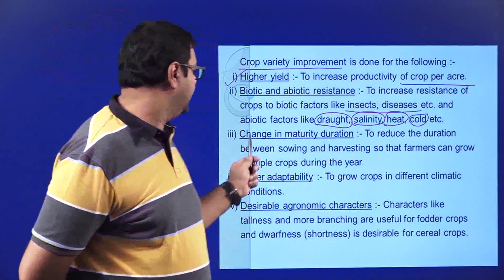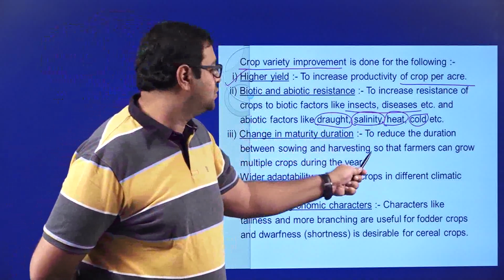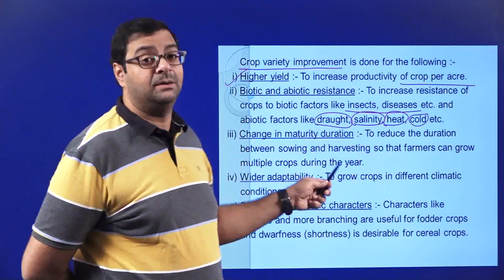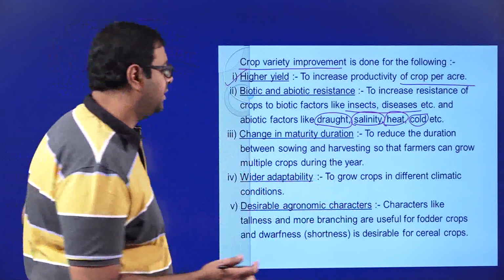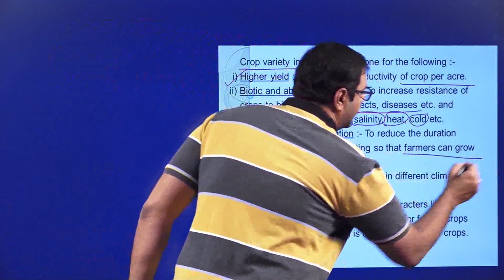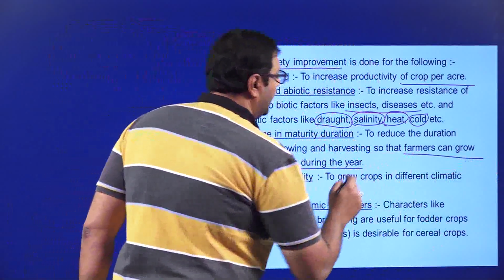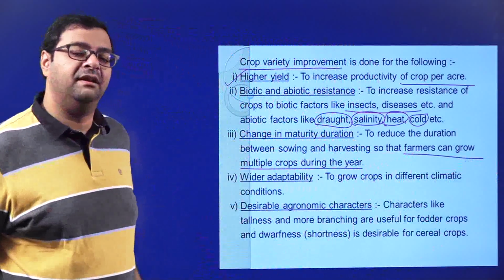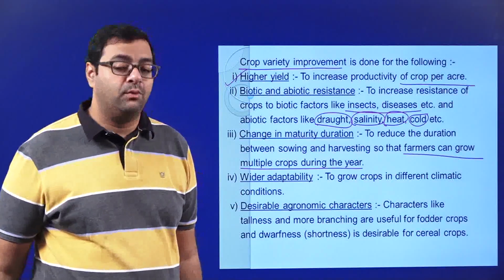So we reduce the duration between sowing and harvesting so that the farmers can grow multiple crops during the year. That is very, very important. The farmers should benefit finally, and in turn we benefit. So that is what is required here.